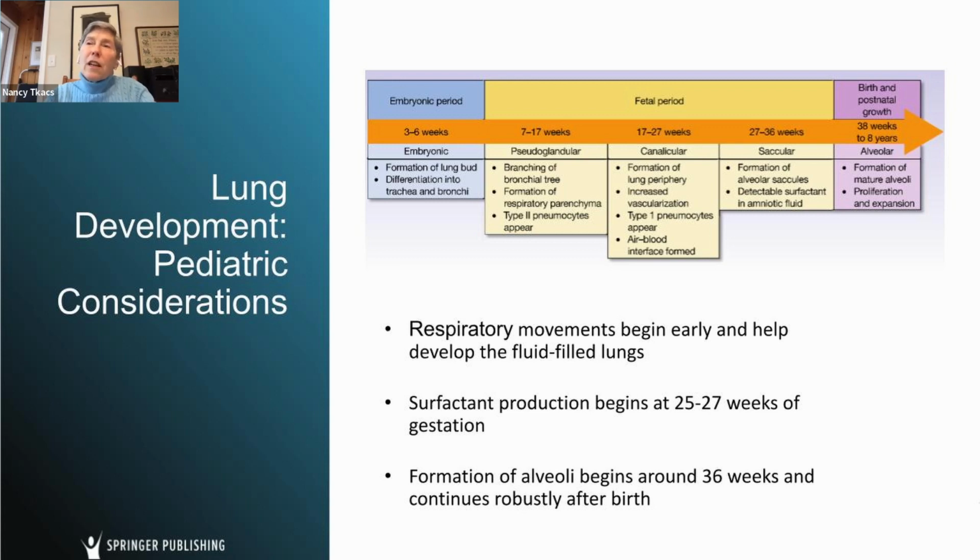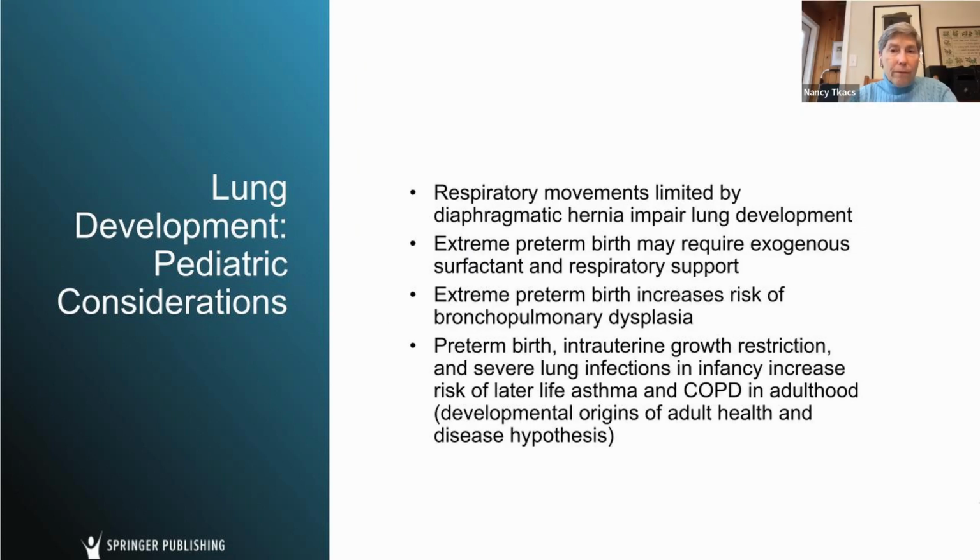During development, a fetus will have respiratory movements, rhythmic expansion with a descent of the diaphragm. That will help to develop the fluid-filled lungs. Surfactant production will begin at 25 to 27 weeks and will continue. And that formation of alveoli continues robustly after birth, consonant with the growth. So this is a point of vulnerability.